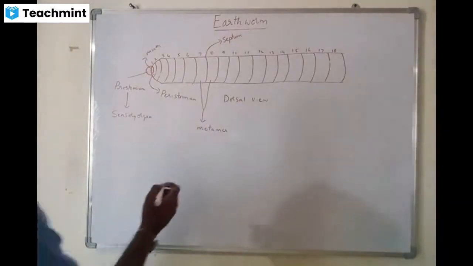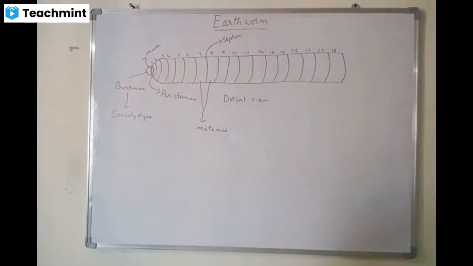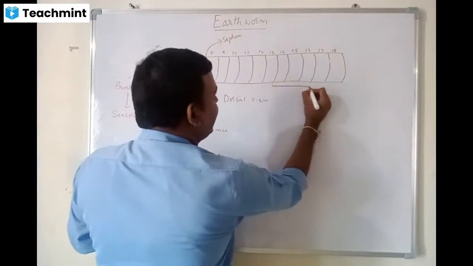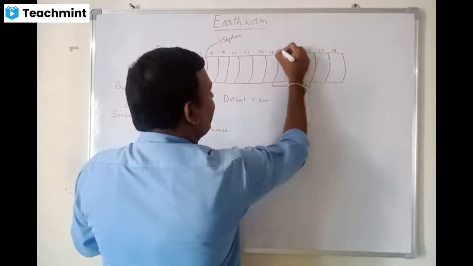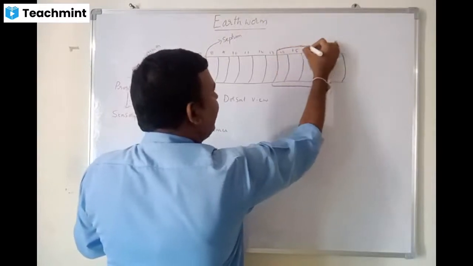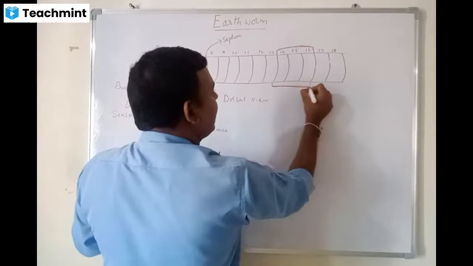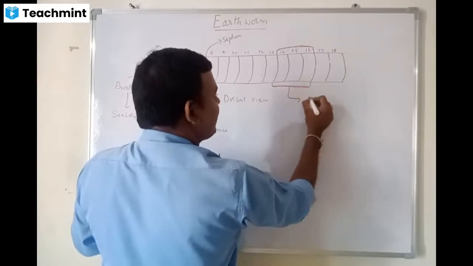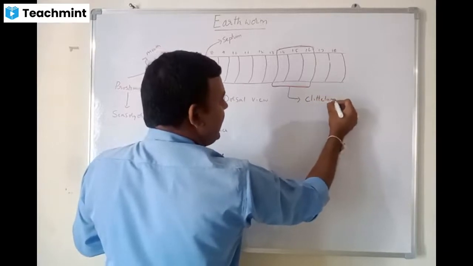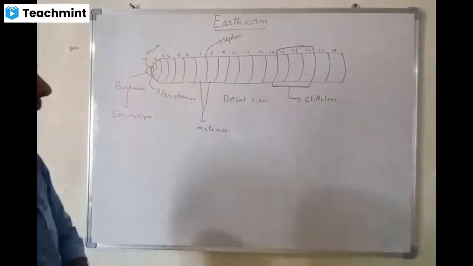If you see from 13 to 16, the segments or metameres are covered by a dense layer which is called clitellum. And this clitellum is very important in the fertilization process.